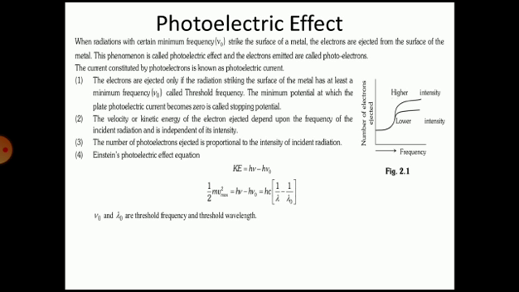Okay. So there are a few points. The electrons are ejected only if the radiation striking the surface of the metal has at least a minimum frequency called threshold frequency. So electrons will be ejected only when a certain frequency of light strikes the metal, and that frequency is called the threshold frequency. Okay. Next, the velocity or kinetic energy of the electron ejected depends upon the frequency of the incident radiation and is independent of its intensity.